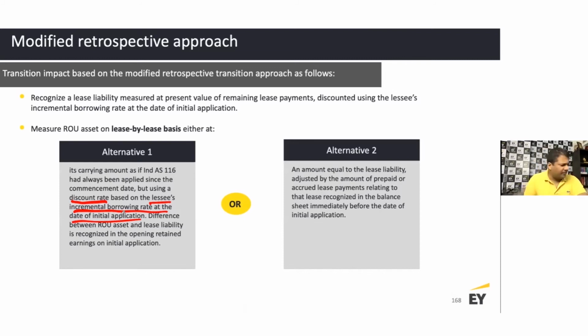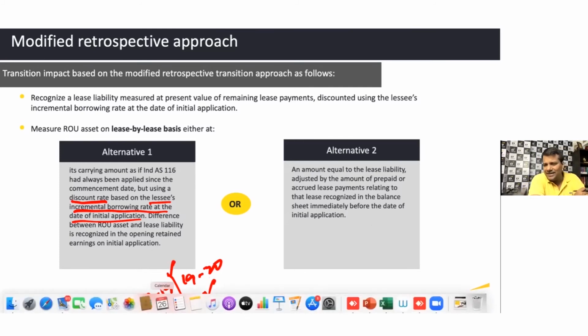So the benefit of this modified retrospective is, if you are doing, let's say, 19-20 and 18-19, then you only do this here, and you make the opening balance sheet adjustment as of 1st April 19. You don't touch 18-19 or your April 1, 18 opening balance sheet. And the P&L benefit, if any, gets accounted for from that perspective.